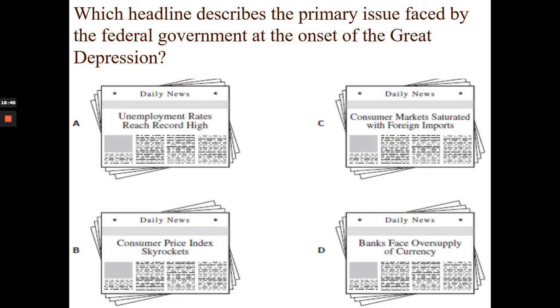All right, so what you'll see on the EOC is you'll see a bunch of newspaper headlines and you're supposed to pick the correct one. Which headline describes the primary issue faced by the federal government at the onset of the Great Depression? Onset means beginning. All right, so which one of these would you might see at the beginning of the Great Depression? The answer is A.